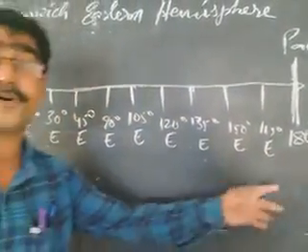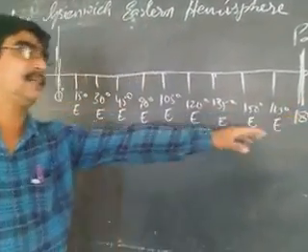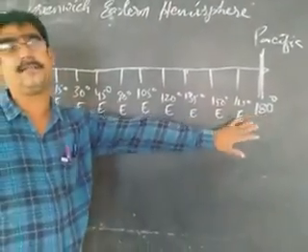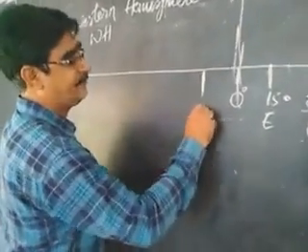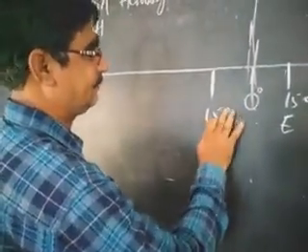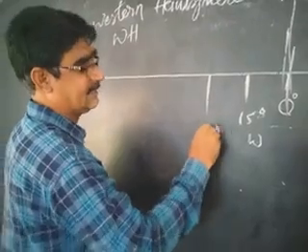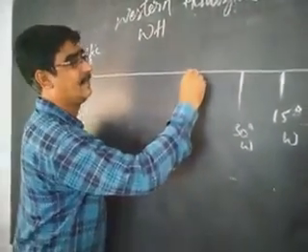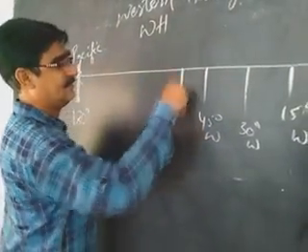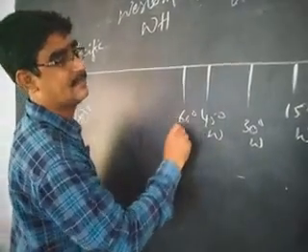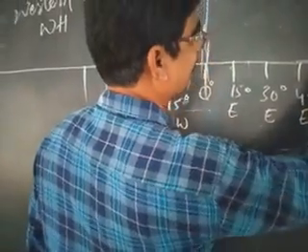180 is common for both, so we should not denote any character here, either E or W. Now let us come towards the west. 15 degrees west, 30 degrees west, 45 degrees west, 60 degrees west. Yeah, 60 and 75 are missing.